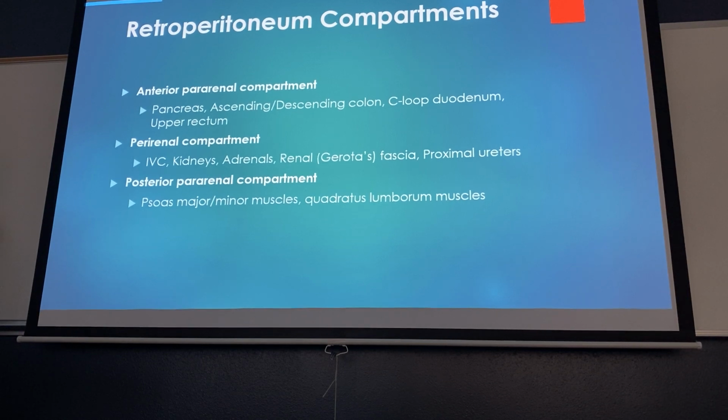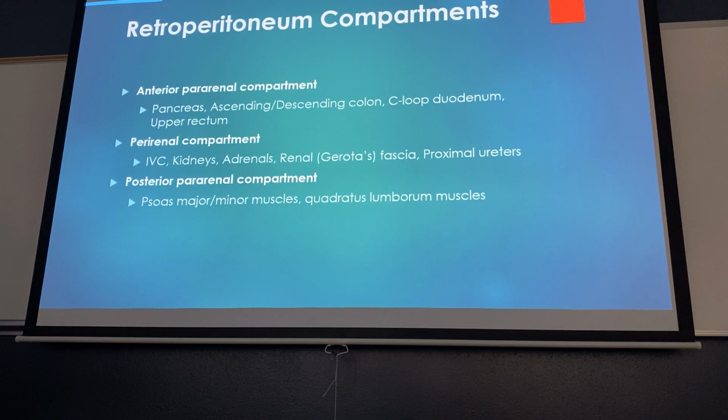Within it, you're going to have the pancreas, the ascending and descending colon, the C-loop of the duodenum, as we mentioned before, and then the upper rectum. The rectum itself is complex. A portion of it is considered retroperitoneal, and the lower portion is infraperitoneal. The structures within the perirenal space would be the IVC, kidneys, and adrenals.